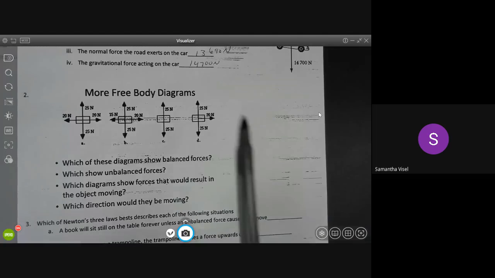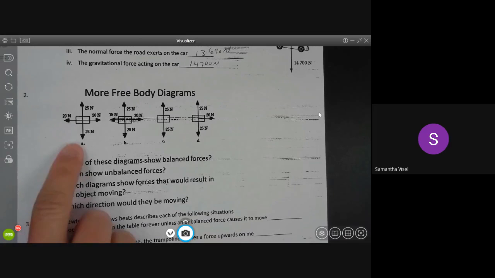Next up for 2, we're finding the difference between balanced and unbalanced forces. Just a reminder, forces are balanced if they're equal in size and opposite in direction, and they're unbalanced if they are not equal in size or opposite in direction. And so an object will always move in the direction of an unbalanced force.